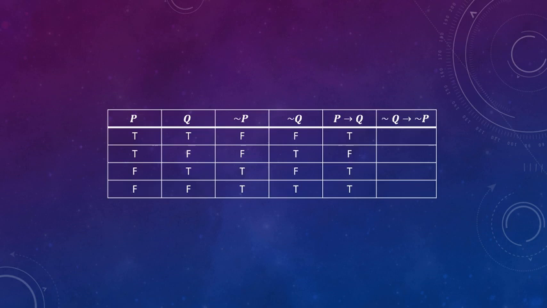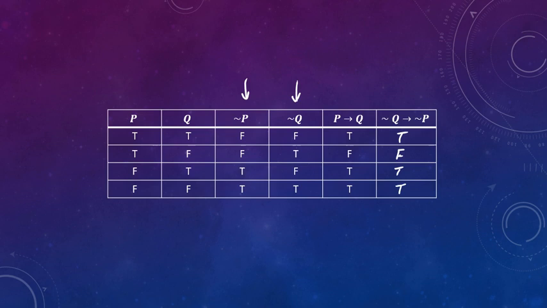Now we are working with the middle 2 columns to find the truth values for the final column here. Not Q implies not P. And be careful about the order that you look at these trues or falses, because the order does matter. We have a false implying a false, which is going to be a true. We have a true implying a false, which is false. We have a false implying a true, which is true. Now we have a true implying a true, which is true.